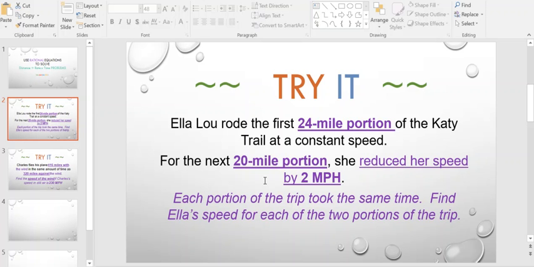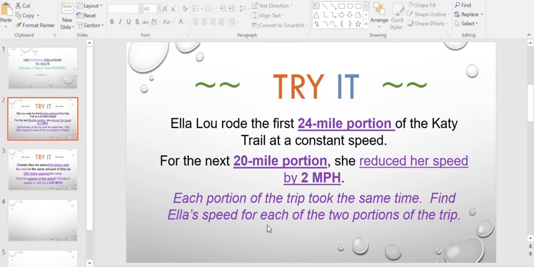It could be one part of the trip is in a car and the next part is on a bike. But when we have more than one portion of a trip and we're trying to find something about the distance or the rate or the time, we could use the same method. So let's look at this problem.